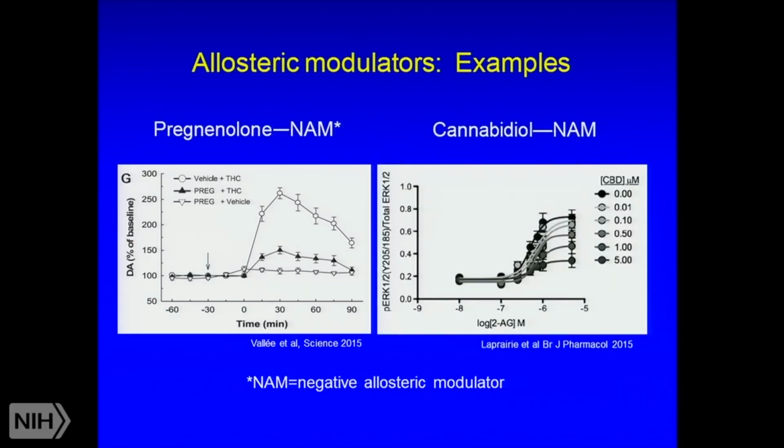Another interesting example of an allosteric modulator is cannabidiol. We'll hear a lot more about cannabidiol. It's a very fascinating molecule that has lots of targets, one of which seems to be CB1, as a negative allosteric modulator. This is another experiment looking at ERK activation by increasing concentrations of 2-AG, and you can see that increasing concentrations of cannabidiol, or CBD, progressively decrease the activation.